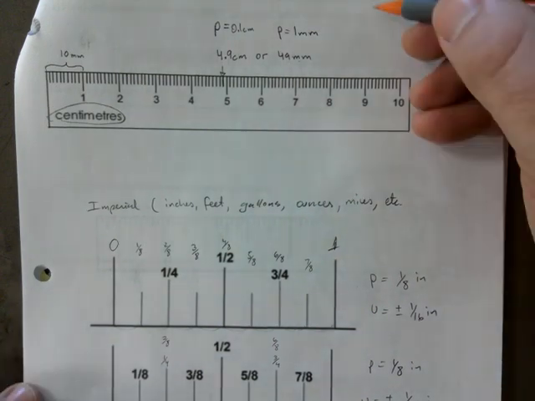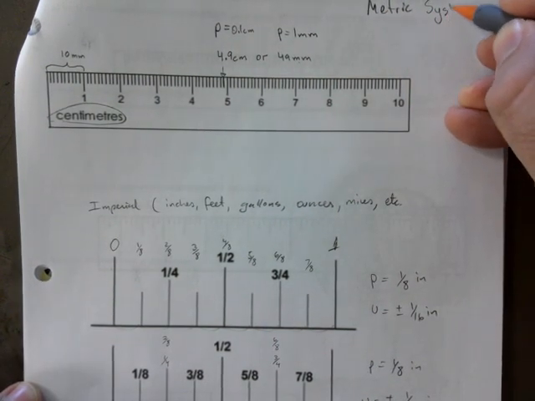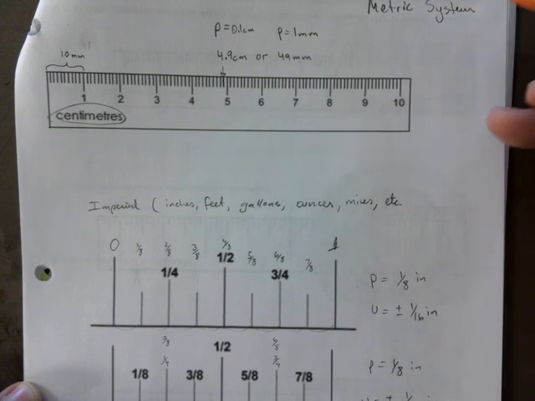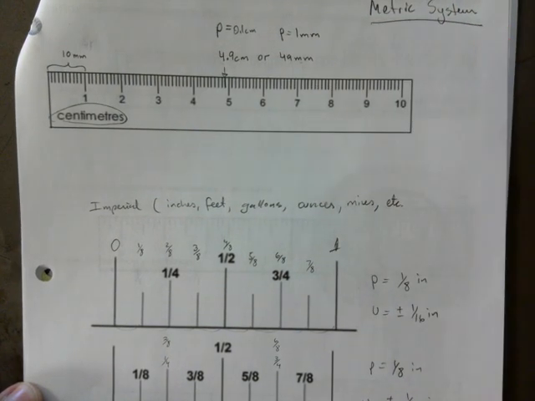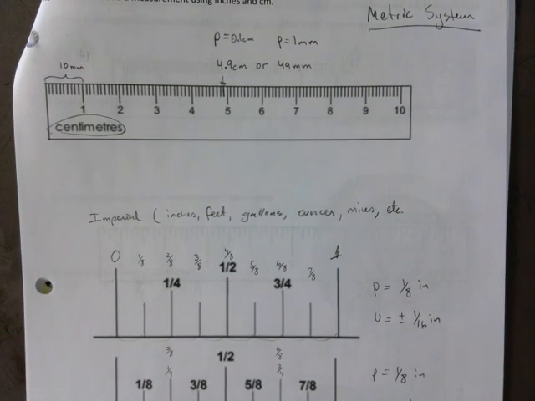So this is the metric system. You remember that from grade 10 math, the metric versus the imperial, right? Anything that has a meter in it, meters, grams, milliliters, those are all part of the metric system. Most of the world uses the metric system, except for our neighbors down south, and some other countries.